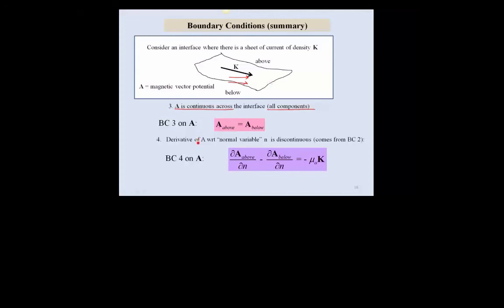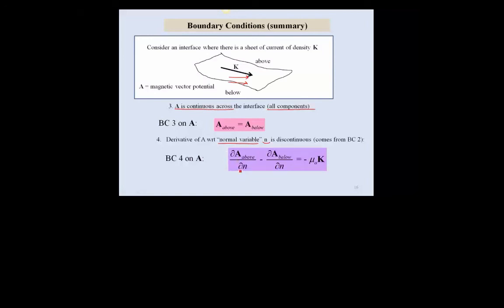The last boundary condition is also on A, and that's with respect to a normal variable. So you have x, y, z, but there's also a quantity which is a variable normal to the surface. We call that n. We find that the partial derivative of A above with respect to this variable n minus the same thing below is equal to minus mu sub 0 K. If you remember in terms of potentials and the vectors of the E field that are generated by taking the derivatives, we had a very similar expression, whereas this is a vector equation.